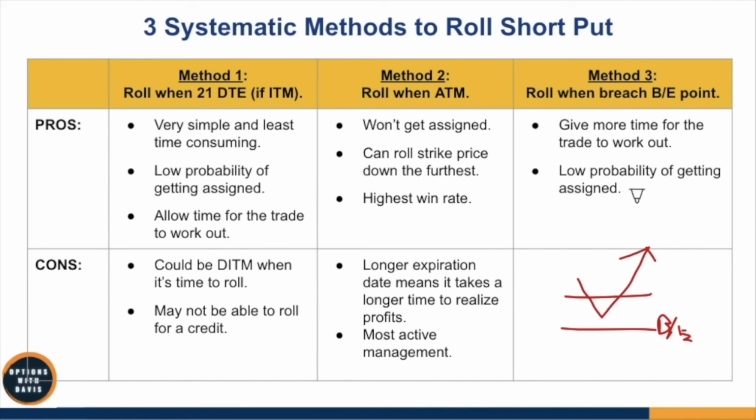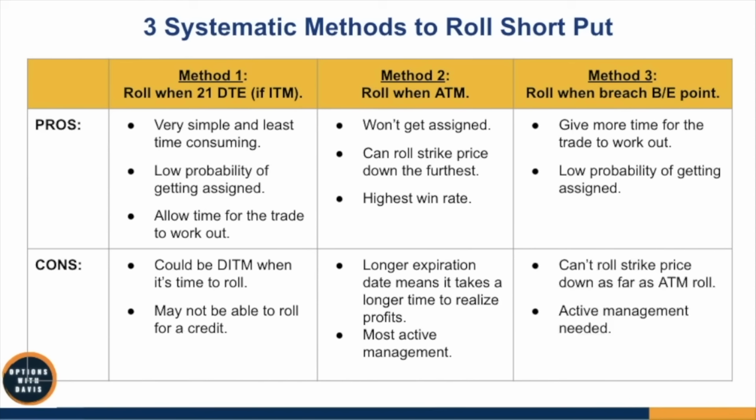And also you have a very low probability of getting assigned because you're not letting it go very deep in the money, right? If it goes to your break-even point, chances are it's not very deep in the money. So at this point, you still are able to roll out and down for quite a good number of points down, okay? Now the cons of this is that you can't roll the strike price down as far as the at the money roll. So again, I mentioned this earlier, at the money gets the most extrinsic value, so you get a lower strike price when rolling compared to this. And you need active management as well. So you have to always monitor when it hits the break-even point, then you start to roll.